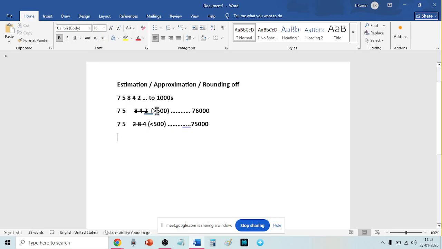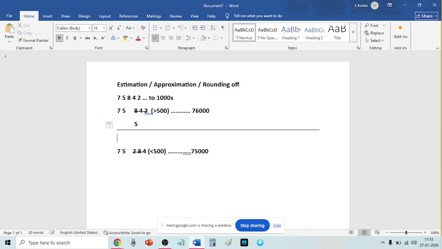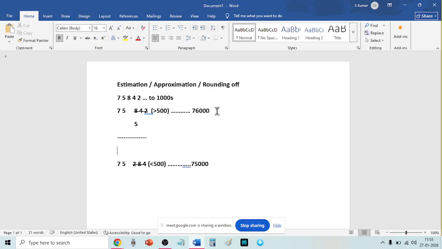So if it is less than 500, no change. 75 will remain 75, and more than 500, 75 will become 76. Because when we are carrying, that is how it happens. Here, if you are putting that 5, when you add 5, you will be carrying: 8 plus 5, 13. So it will become 76. Because there will be carrying, that's why we are making it 76.